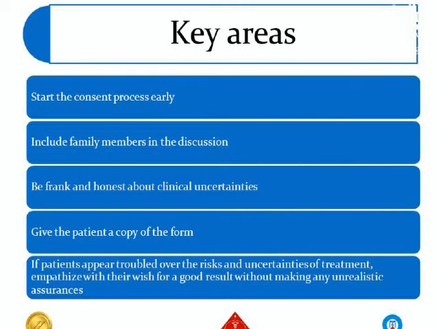Be frank and honest about clinical uncertainties. Don't give a 100% cure or something like that. Give the patient a copy of the form. They can go home, go through it leisurely and come back the next day or day after and give the form. If the patients appear troubled over the risks and uncertainties of the treatment mentioned in the consent form, empathize with their wish for a good result without making any unrealistic assurances. That's very, very important. Otherwise, that particular patient will definitely go in for some trouble or complications and you will be in soup.